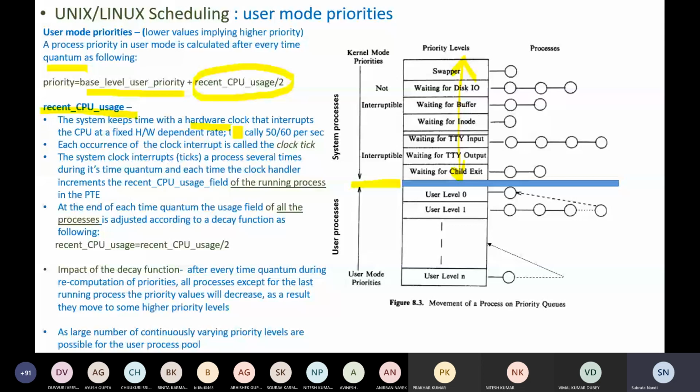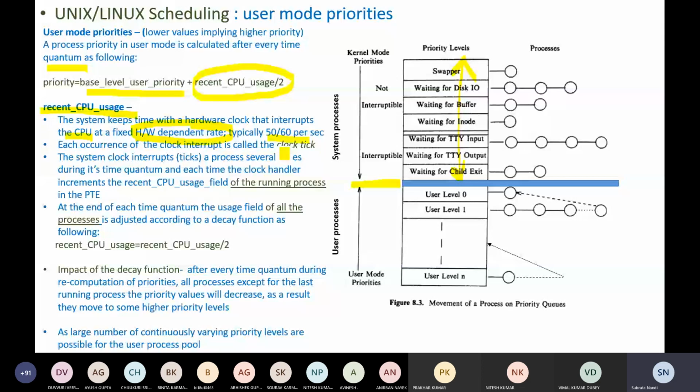So the system keeps track of time using a hardware clock that generates clock interrupts at a fixed, hardware dependent rate. Typically it is 50 to 60 interrupts per second. It's very fast. It's the clock hardware that has this provision, and from that clock there is a hardware interrupt line that goes into the CPU chip. Each occurrence of a clock interrupt is called a clock tick.